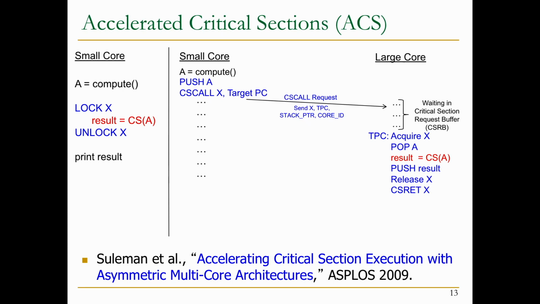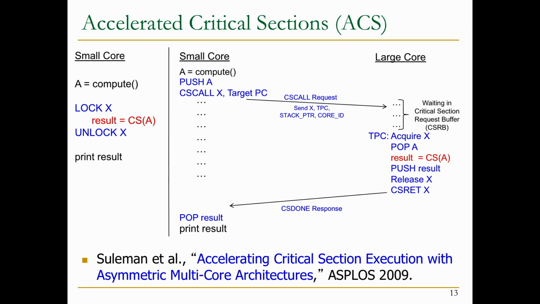And you modify the code such that first you acquire the lock over here, similar to here. You pop the result from the stack, pop A from the stack, that's the input parameter to the function. You execute this function over here, and you push the result on the stack so that the small core can get it and later use it. You release the lock, and then execute a critical section return instruction, which essentially sends a response on the interconnect back to the small core saying, I'm done with the critical section that you requested. And the small core at that point pops the result from the stack and prints the result.